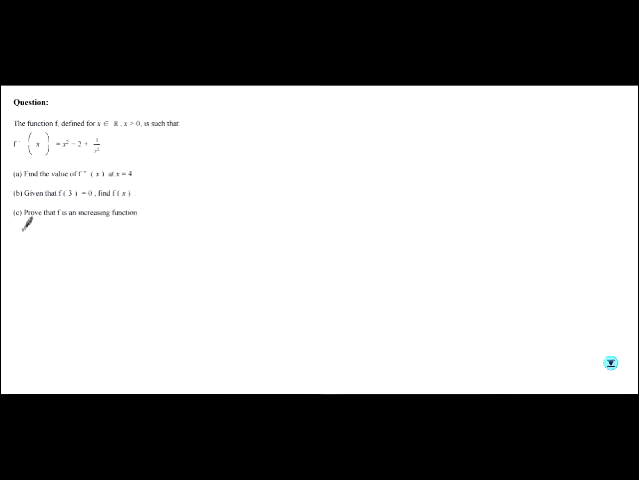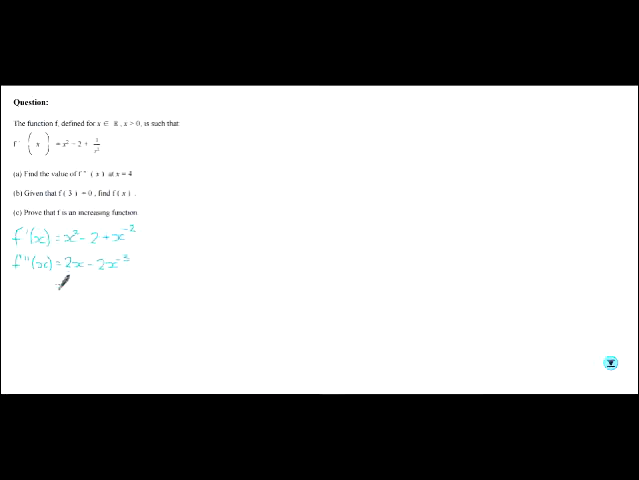Now, what I'm going to quickly do here is rewrite this in the form kx to the n. So this last term here is going to be x to the minus 2. That allows me to differentiate easily. So f dash dash x, well, that's going to be 2x, minus 2x to the power of minus 3.